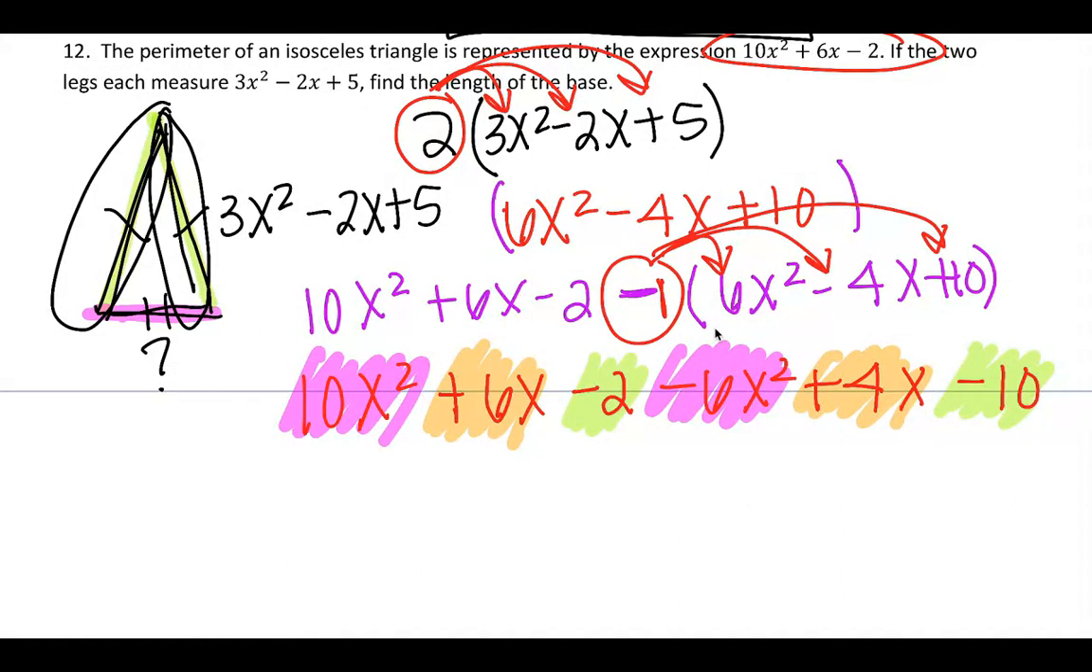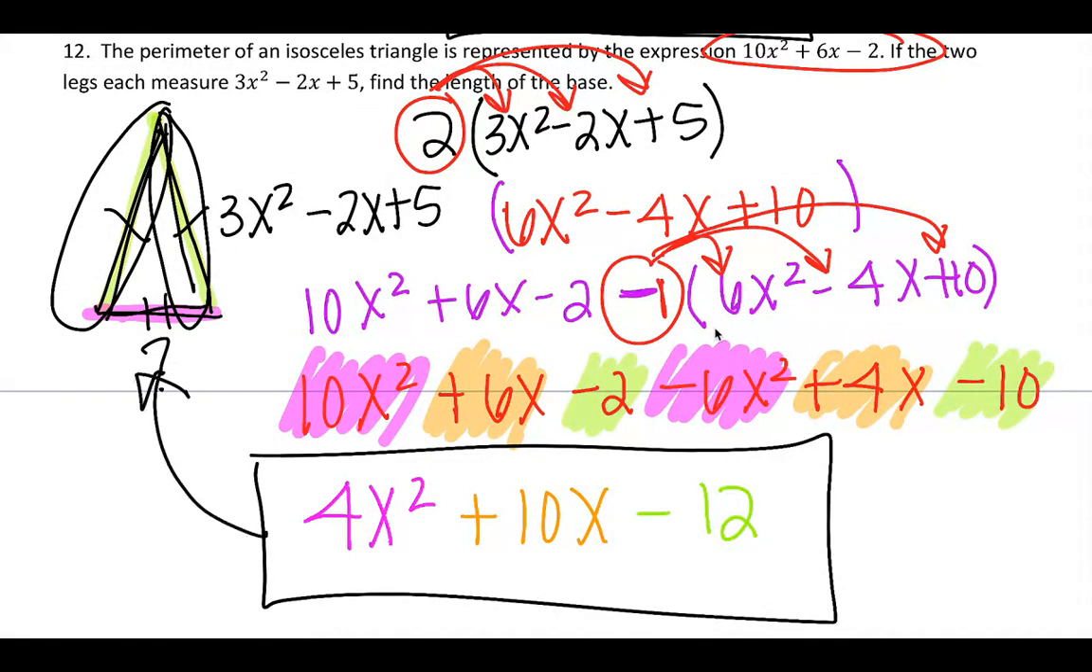And I combine 10x squared minus 6x squared is 4x squared. 6x plus 4x is 10x. And negative 2 minus 10 is negative 12. So this is the missing length.